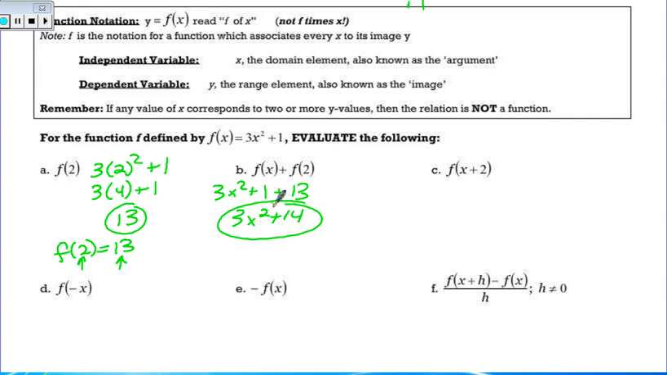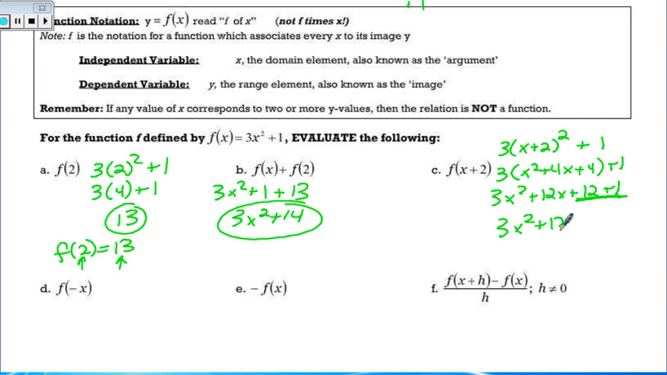For C, I'm going to replace this x with x plus 2. So it's going to be 3 times (x plus 2) squared plus 1. Remember to FOIL out when you're squaring the binomial here. So 3 times (x squared plus 4x plus 4), plus 1. Distributing the 3: 3x squared plus 12x plus 12 plus 1. And then combining up the like terms here: 3x squared plus 12x plus 13.